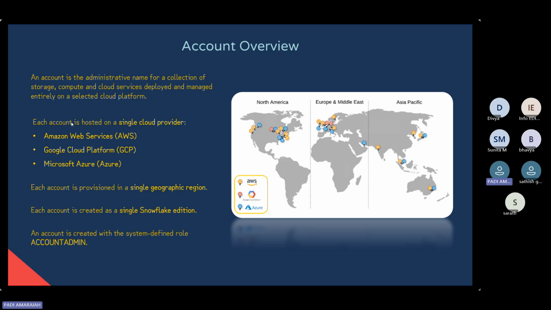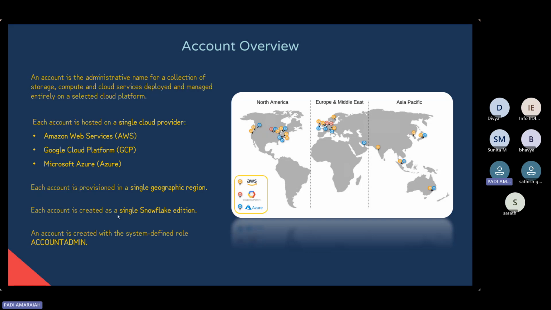Okay, clear. Each account is hosted on a single cloud provider. That means for your Snowflake account, you have to deploy it on any one of these. You have to choose only one option, whether it is Azure, GCP, or AWS. Clear? And second, each account is provisioned in a single geographical region. That means after selecting your cloud provider, you have to select the region also. We have chosen AWS, and the region we have chosen is Asia Pacific. Correct?